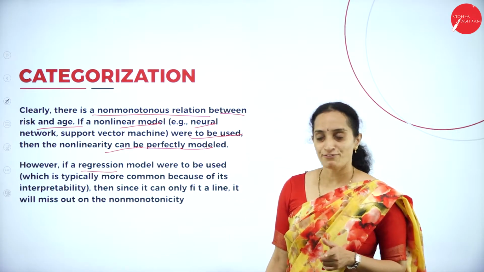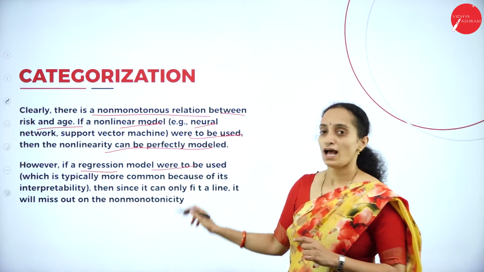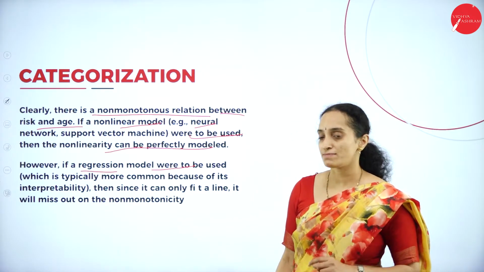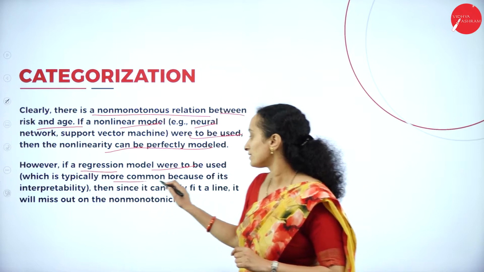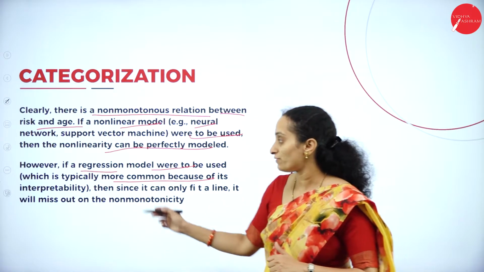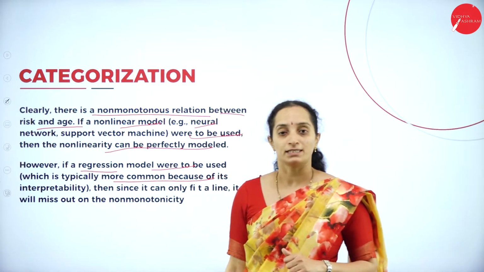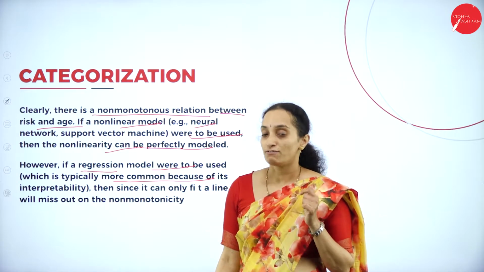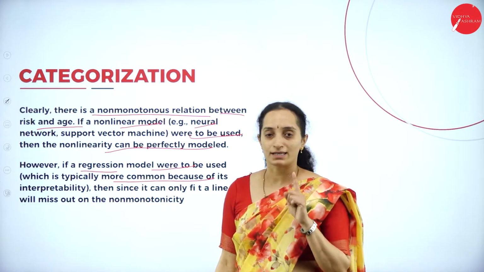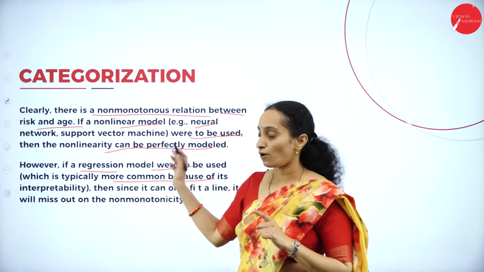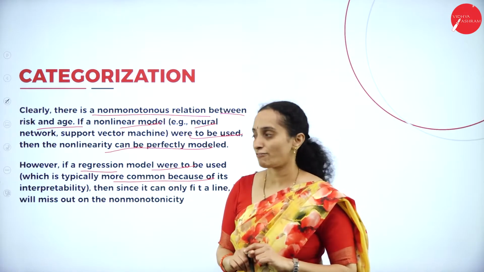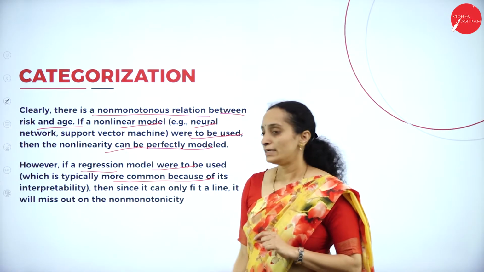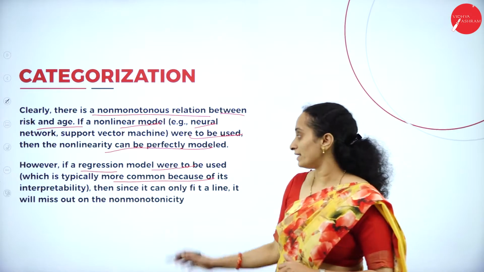However, if a regression model has to be used for a minimum range of values, which is more common because of its interpretability, you can easily interpret the values in the regression model. But in decision trees and other non-linear models, it is not very much easier. So the regression model is used more commonly.